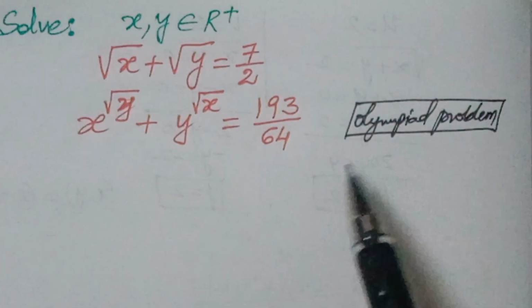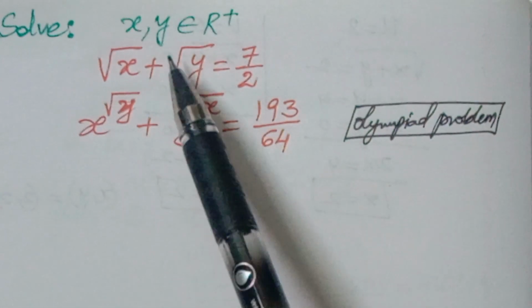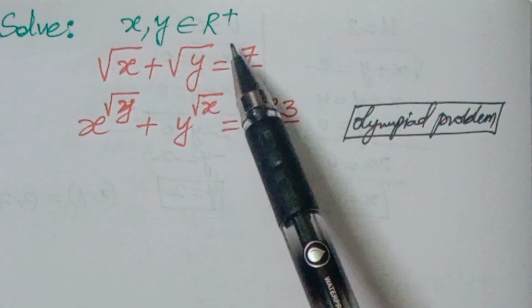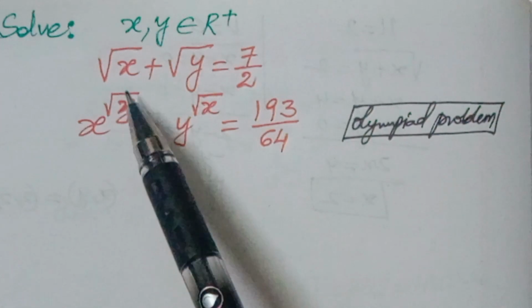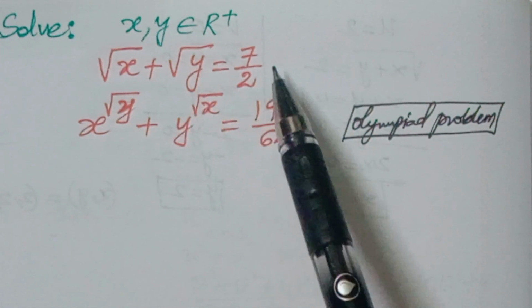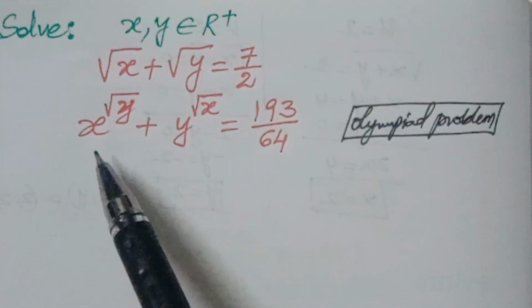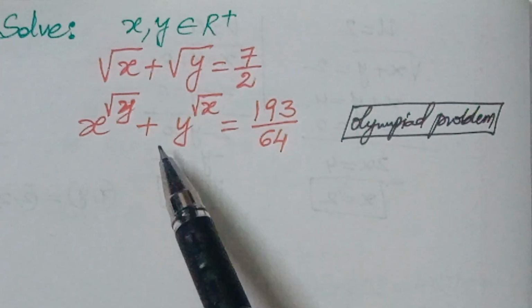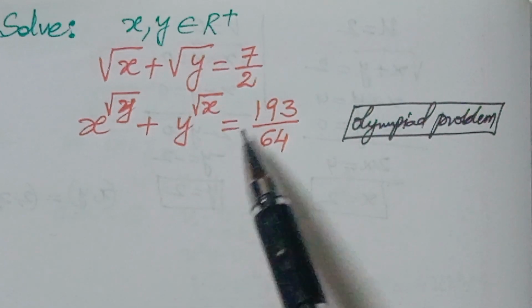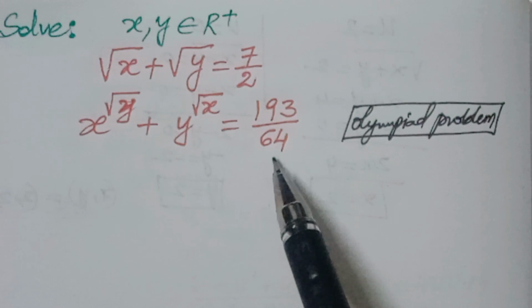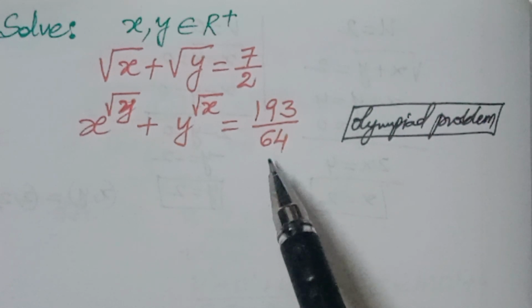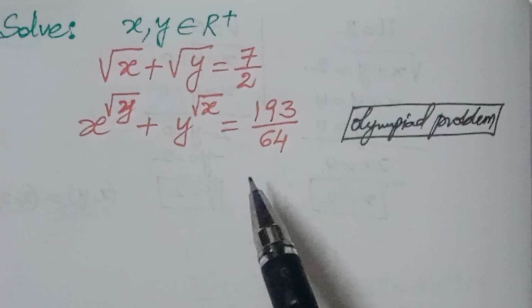We'll be looking at an Olympiad problem. Solve for x and y belonging to positive real numbers: square root of x plus square root of y is equal to 7 by 2, and x to the power of root y plus y to the power of root x is equal to 193 by 64. You have to find the x and y values.